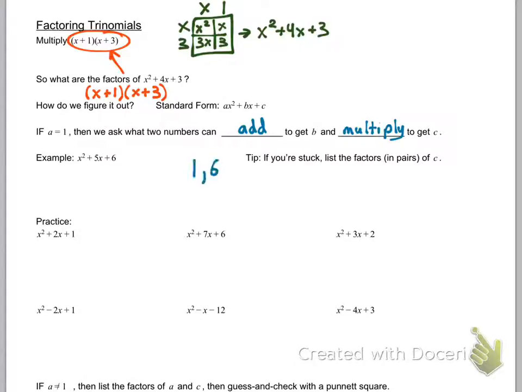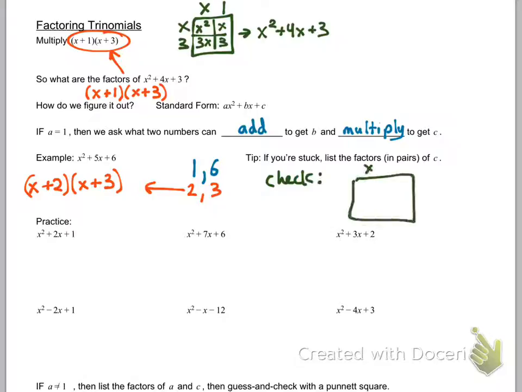Let's try this. If you get stuck on this, one of the tips is to list the factors of c, and I'm going to list them in pairs. So c is 6 in our example. So 1 and 6 is one factor pair. Another factor pair is 2 and 3. And maybe you can already see which of those adds up to get you 5. It's going to be the 2 and the 3, which means our answer, our factors, are going to be x plus 2 and x plus 3, since 2 plus 3 equals 5, the b term in the middle.